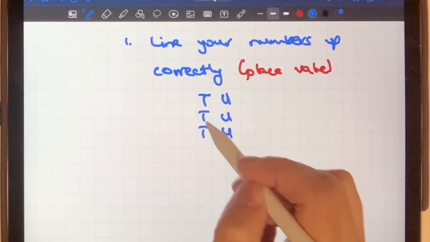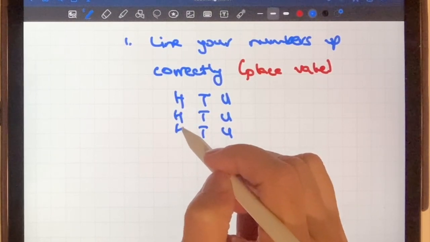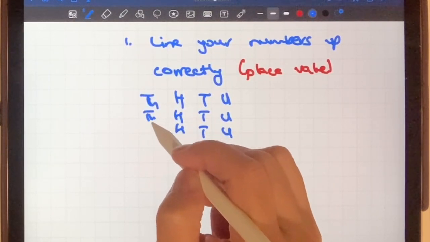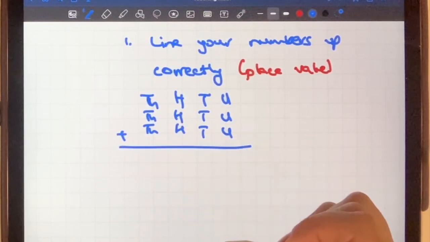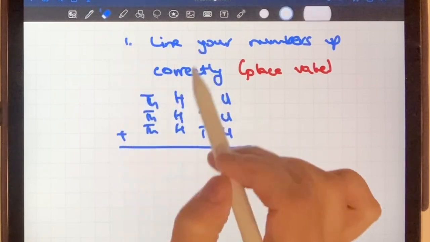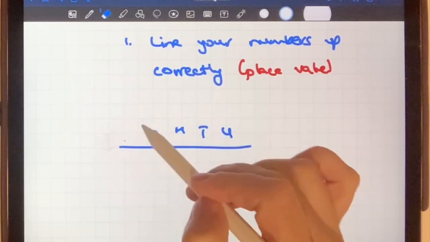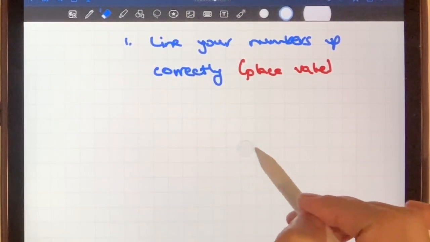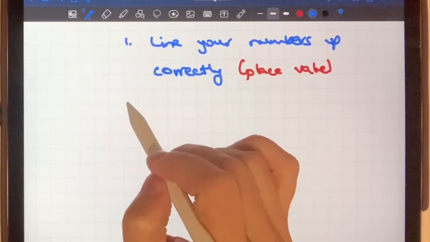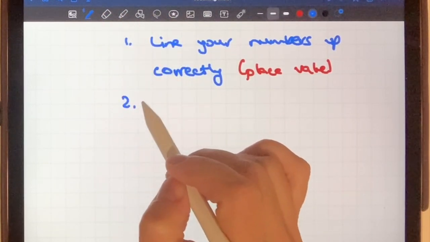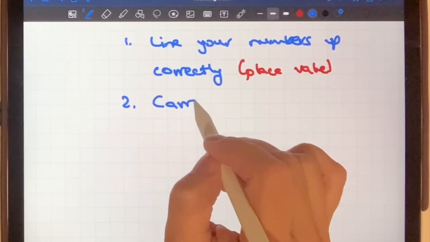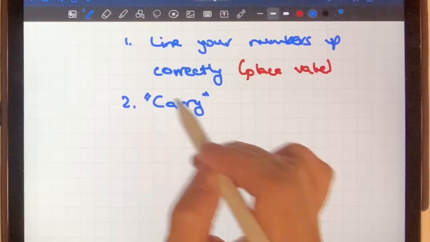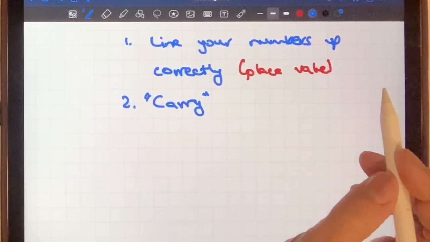tens are all under each other, hundreds, thousands, and so on, so that you're adding the correct columns. So that's the first thing that's important. The second thing that's important when you're doing addition algorithms is to remember to carry, what we call carry. I'm going to put that in inverted commas.